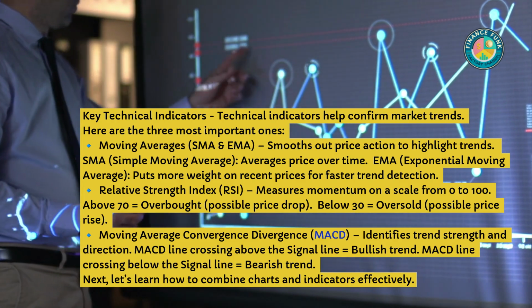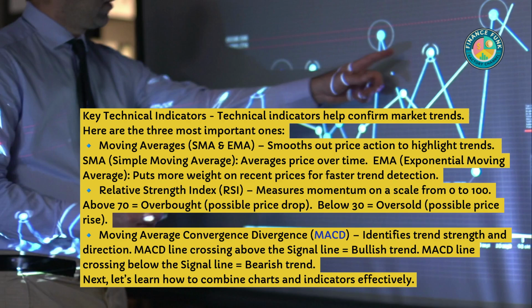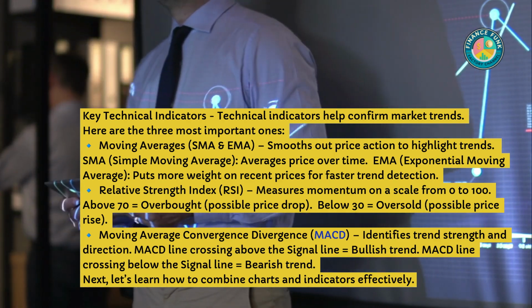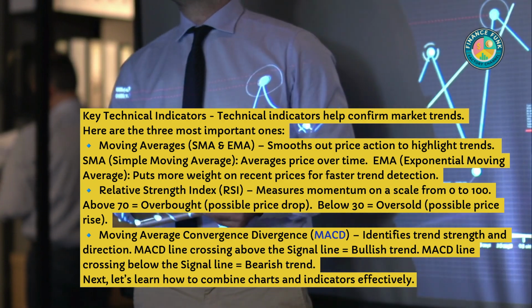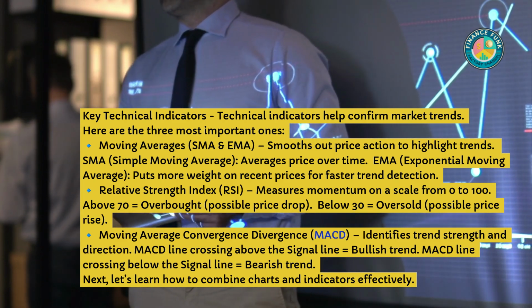Relative Strength Index, RSI, measures momentum on a scale from 0 to 100. Above 70 = overbought, possible price drop. Below 30 = oversold, possible price rise.